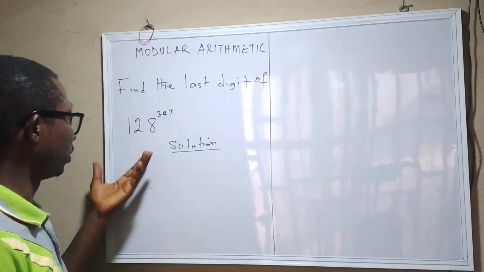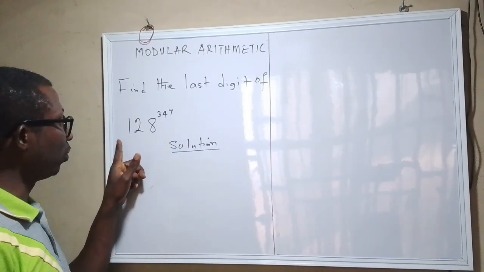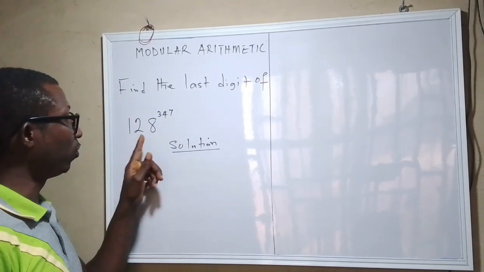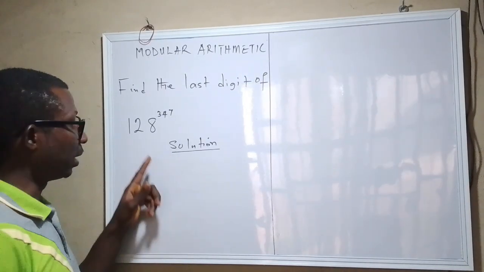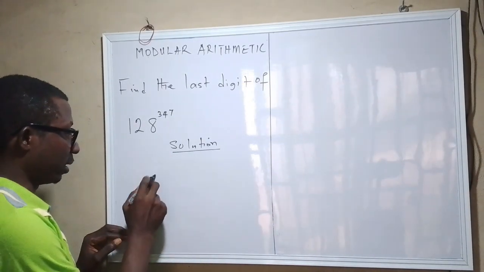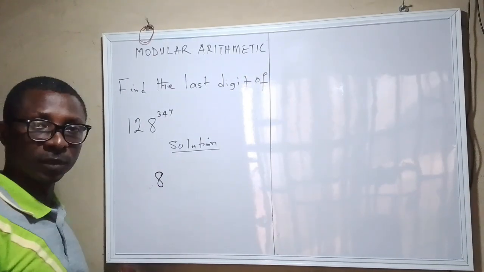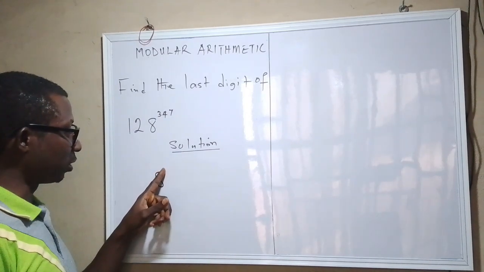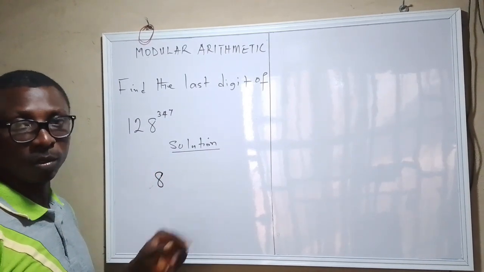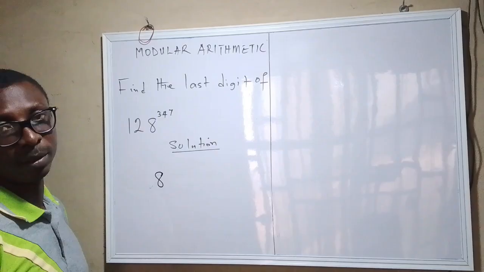Okay, so now the process is this. Now look at the base we have here. So look for the last digit in the base. Now the last digit here is 8. So you write out 8. So we want to look for all the powers of 8 in modulo 10, right?